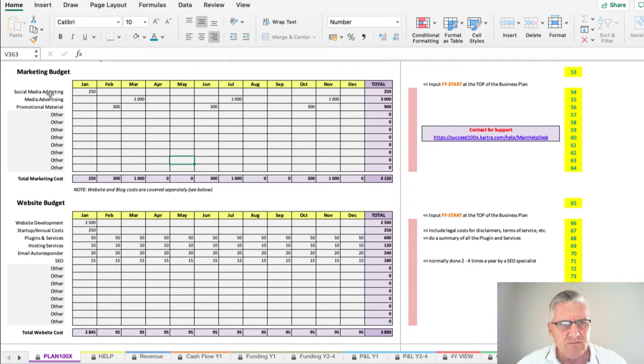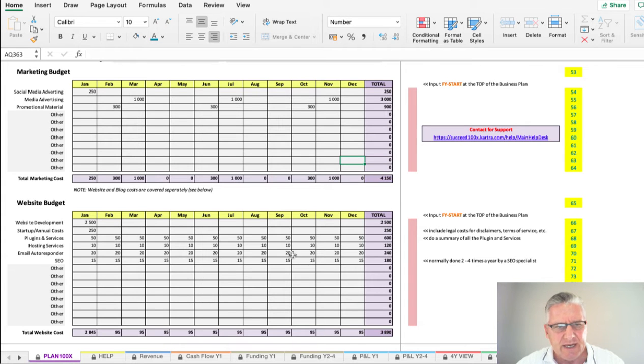This is any item you might need to put in terms of the marketing budget. We've put 3 items in here: social media advertising, media advertising, and promotional material. Obviously, you can input any other marketing costs you might have throughout the year. This marketing budget, as we have it right now, totals $4,150.